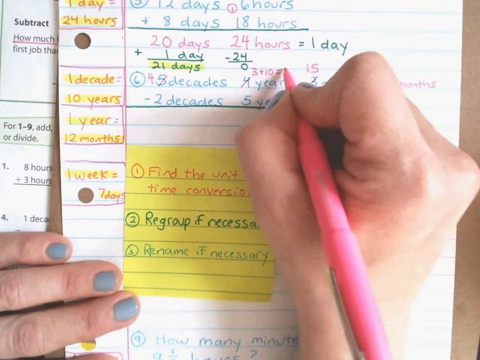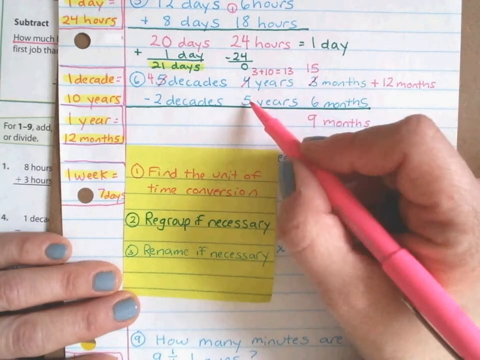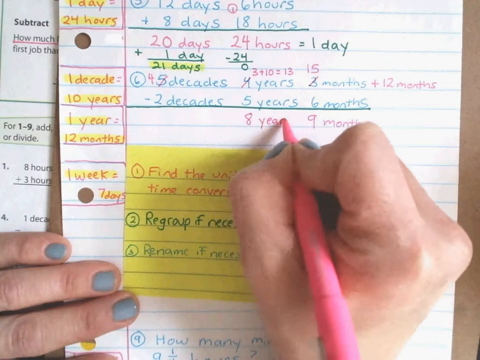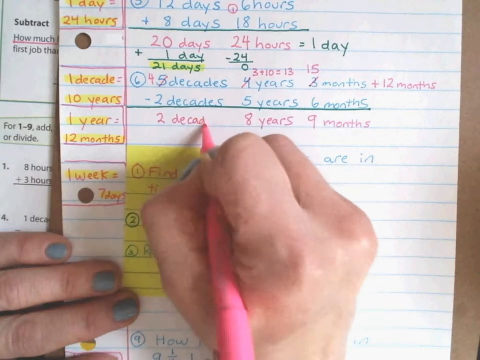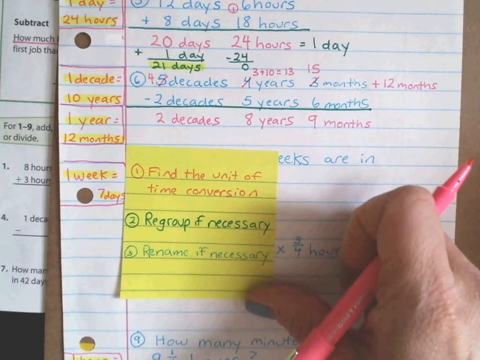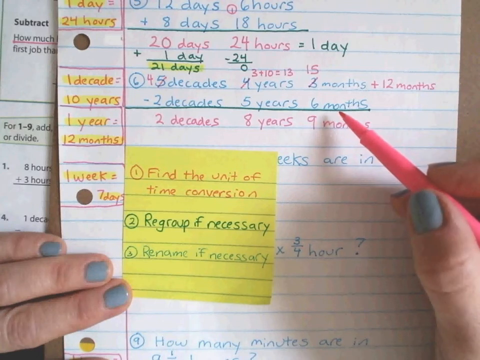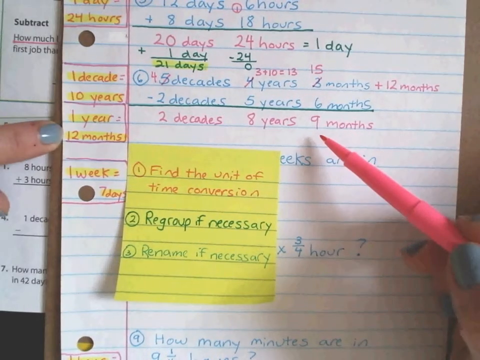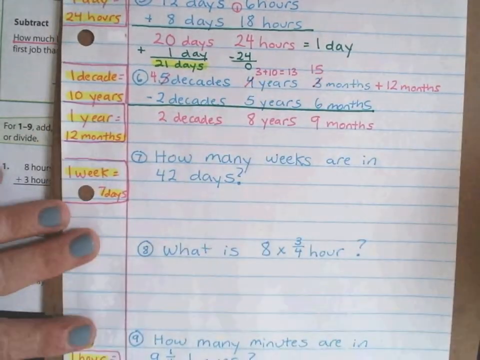So my new top number is 3 plus 10, which is 13. So now I can do 13 minus 5, which is 8 years. And 4 minus 2 is 2 decades. So that one had a lot of work in it, but again, it's just like regular subtraction. First you see if you need to regroup, and then here I see I do not need to rename because 9 months is less than 12 months and 8 years is less than a decade. So I'm good to go.